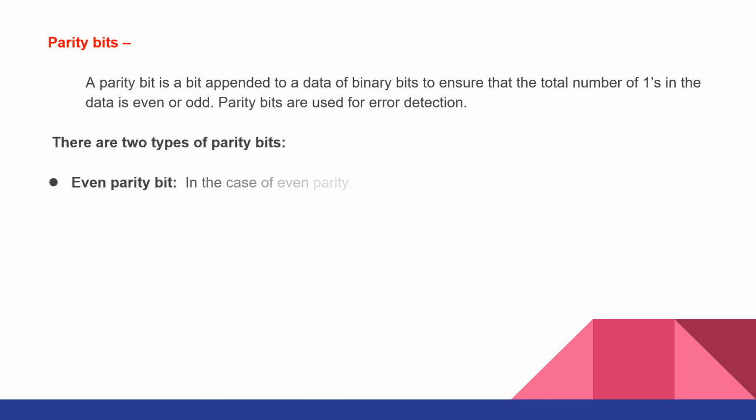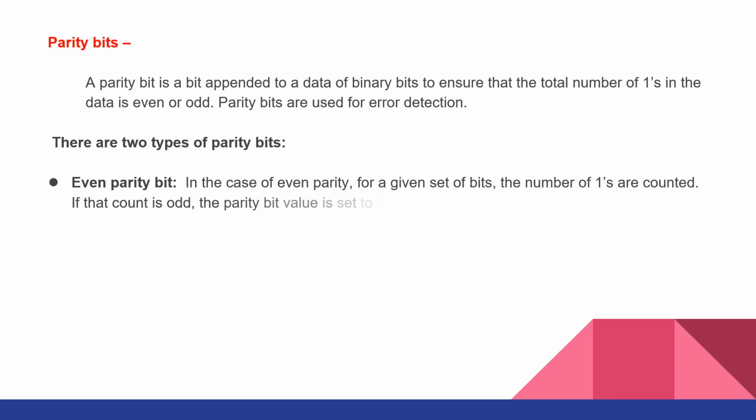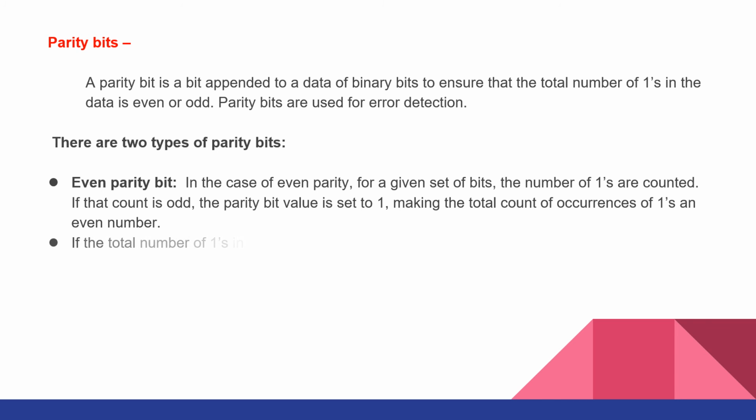In the case of even parity, for a given set of bits, the number of ones are counted. If that count is odd, the parity bit value is set to 1, making the total count of occurrences of ones an even number. If the total number of ones in a given set of bits is already even, the parity bit value is 0.